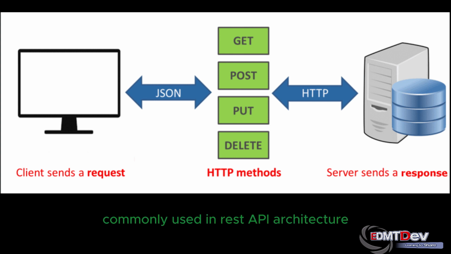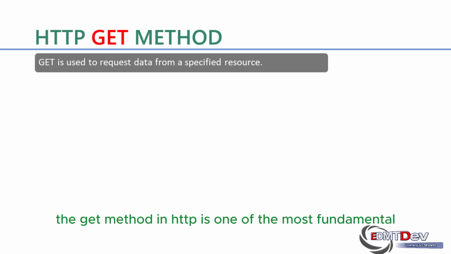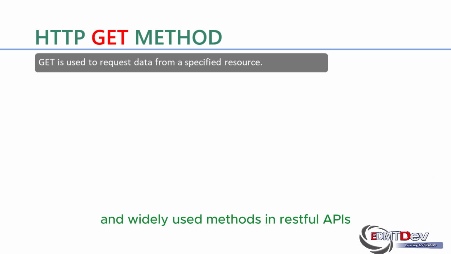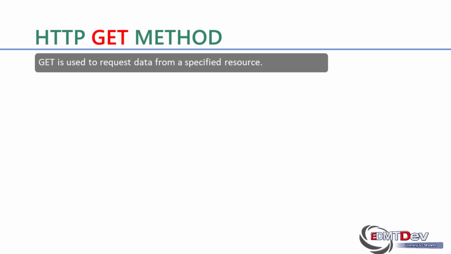Commonly used in REST API architecture, the GET method in HTTP is one of the most fundamental and widely used methods in RESTful APIs and web development. It is designed to retrieve information from the specified resource without causing any side effects. It is a safe method.